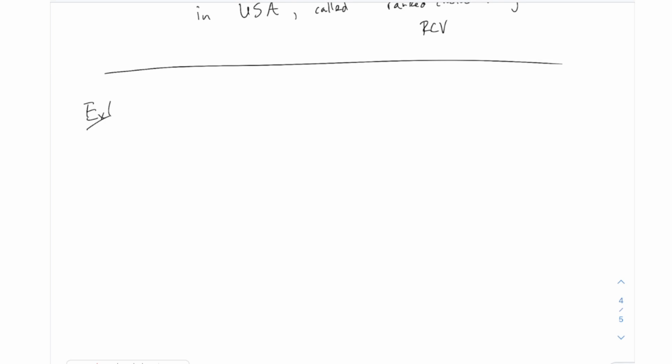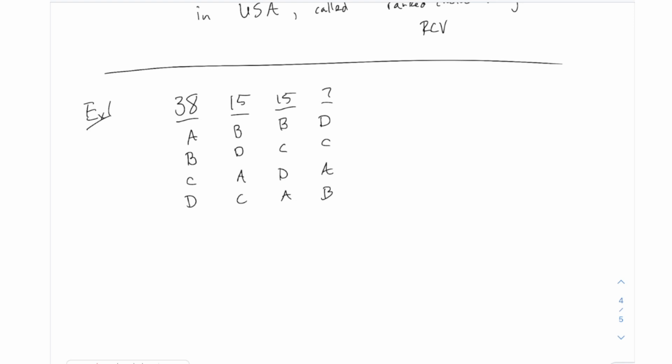All right, anyway, here's an example. I'm just going to tell us how to do it by doing an example here. Let's say I have 4 candidates. 38 people said A, B, C, D. 15 said B, D, A, C. 15 said B, C, D, A. 7 said D, C, A, B. 10 said C, D, B, A. And 15 said C, B, D, A.